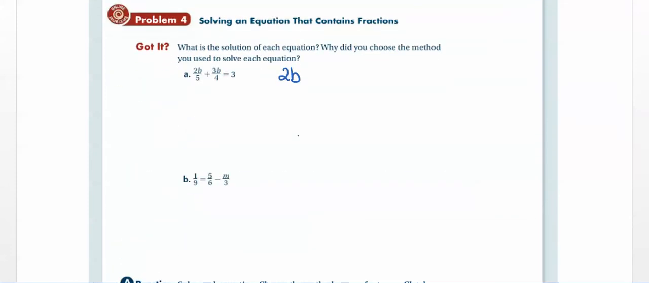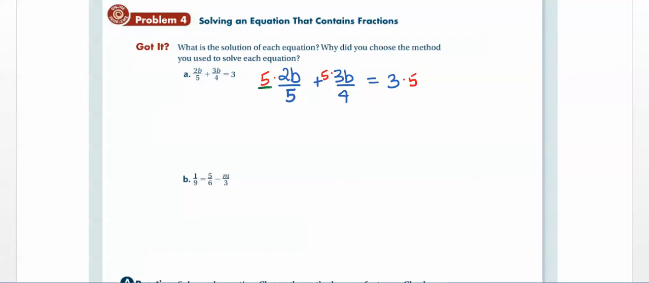Okay, so we have, I'm going to write a little bigger, 2b divided by 5 plus 3b divided by 4 equals 3. So we have two fractions here. Now, I said we can multiply anything we want to both sides. Let's pick a number that would cancel out those fractions. For example, if I multiplied everything by 5, I can do that, as long as I multiply everything by the same number. Now, why would I want to do that? Well, let me show you.